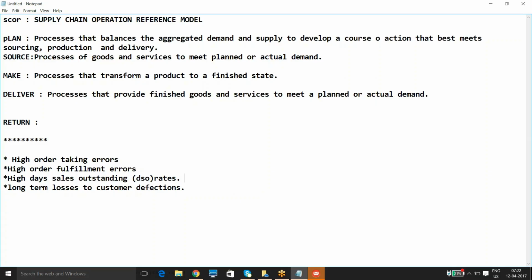Actually, this is called a scaling process. It can be due to the number of days, or sometimes it can be due to quantity, or it can be the time duration. Either of them can be the factors which can influence the days sales outstanding.